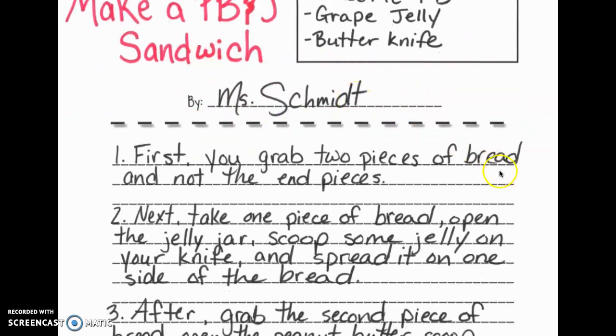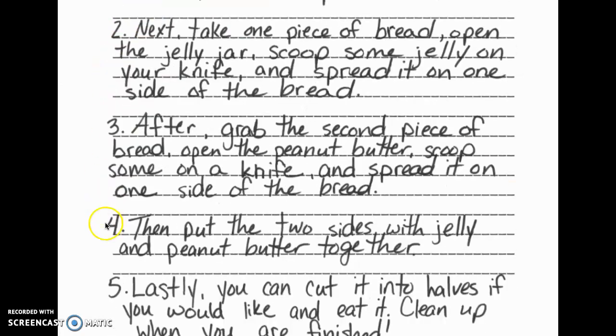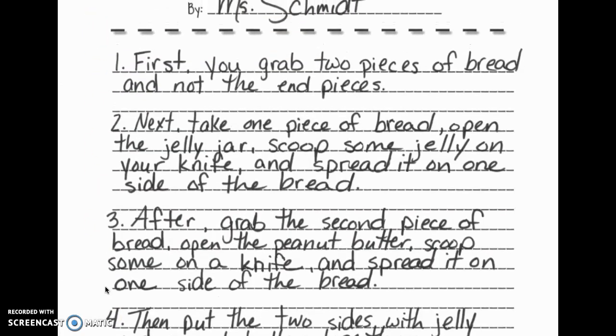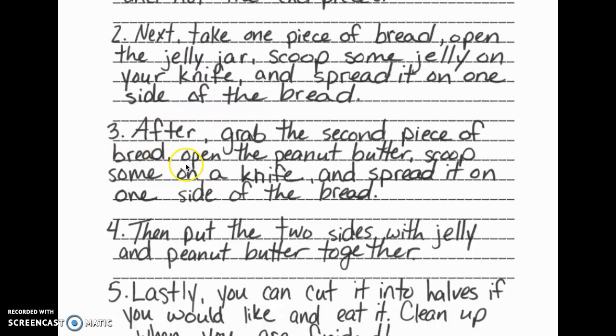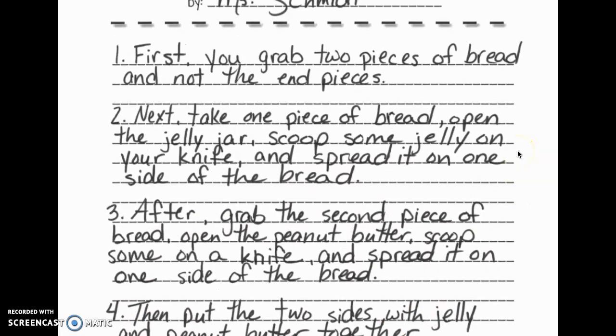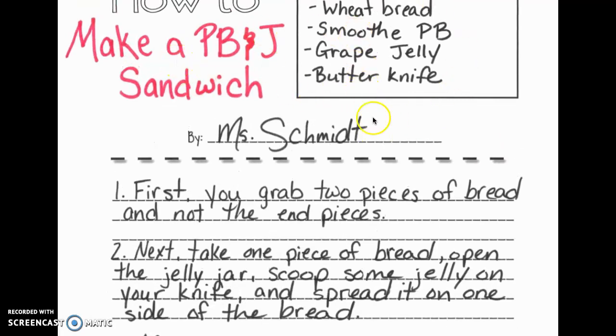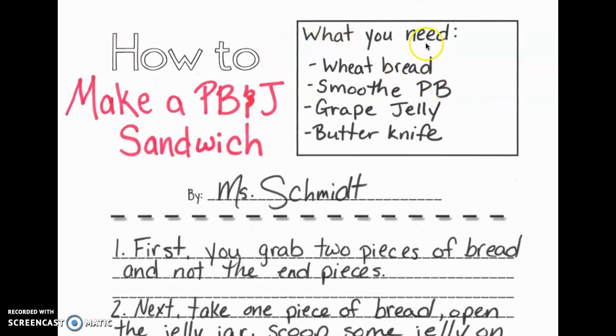So here is my detailed list of what I needed. It's by me. And would you look at this already? I see I even numbered my steps. And what do I have? I have first, next, after, then, lastly. These are all amazing transition words so that I can follow my steps and my instructions right after another, and I know exactly what I'm talking about. So let's see. To make this peanut butter and jelly sandwich, I have what I need.